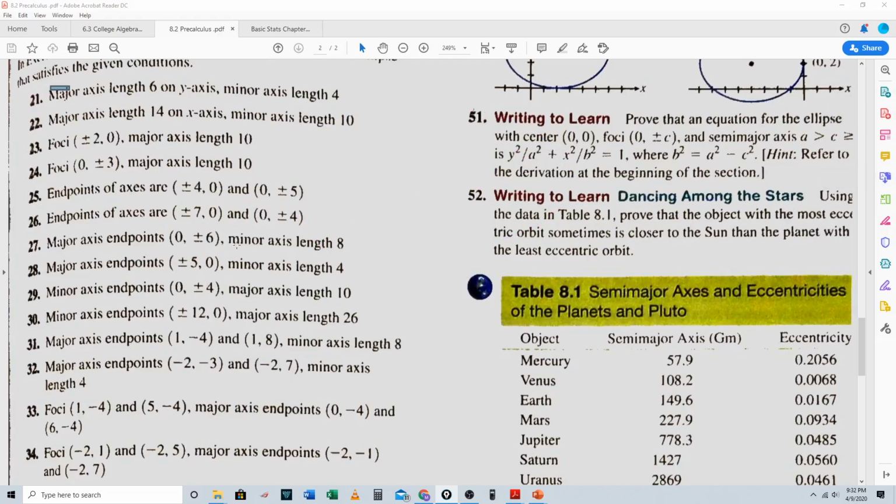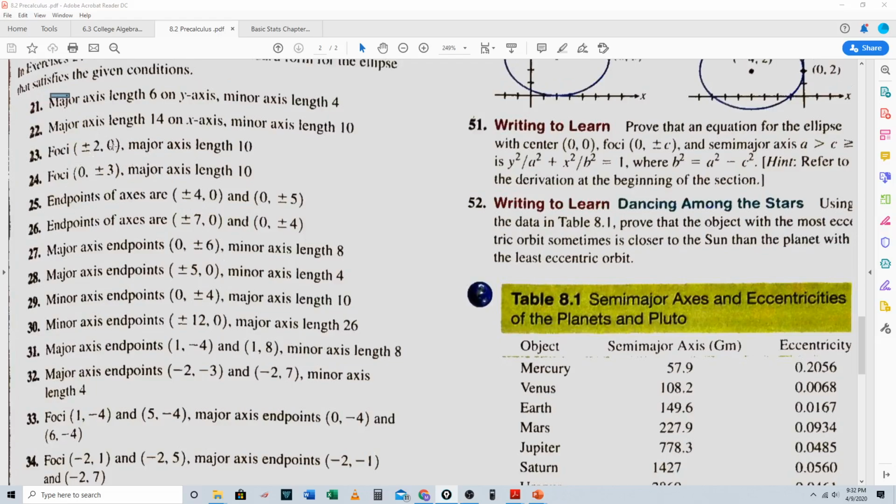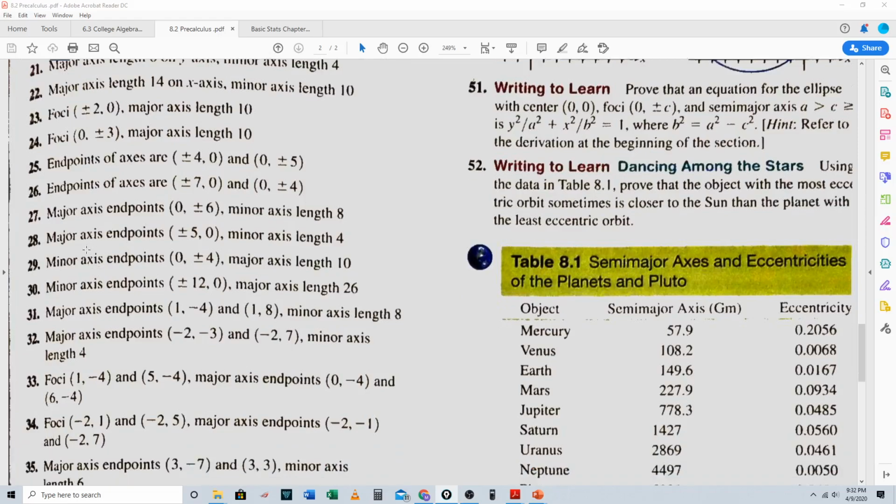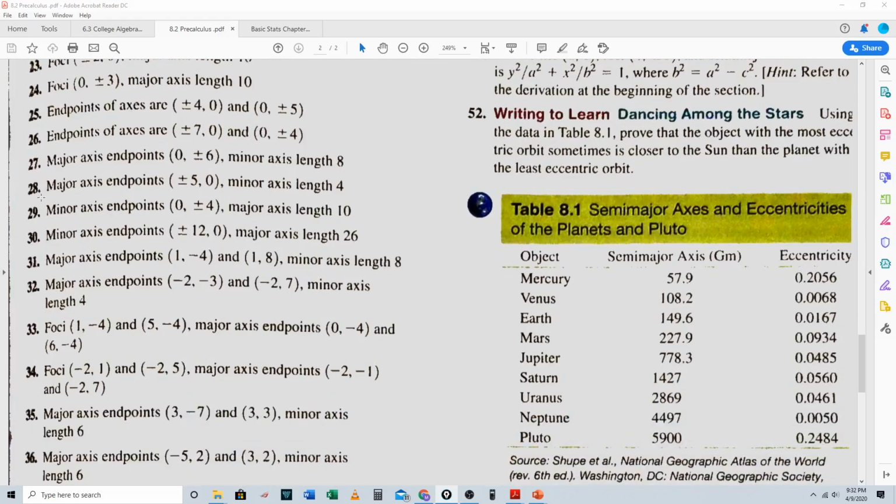Okay, but basically, all we have to do is find a and b. And these are giving us a and b. They're not even giving us c, unless they start giving us the focus, which is c. Like here, that was the hardest one because we had to find b based upon c. So really these are nice. I'm going to skip down to one that doesn't have everything just right away.